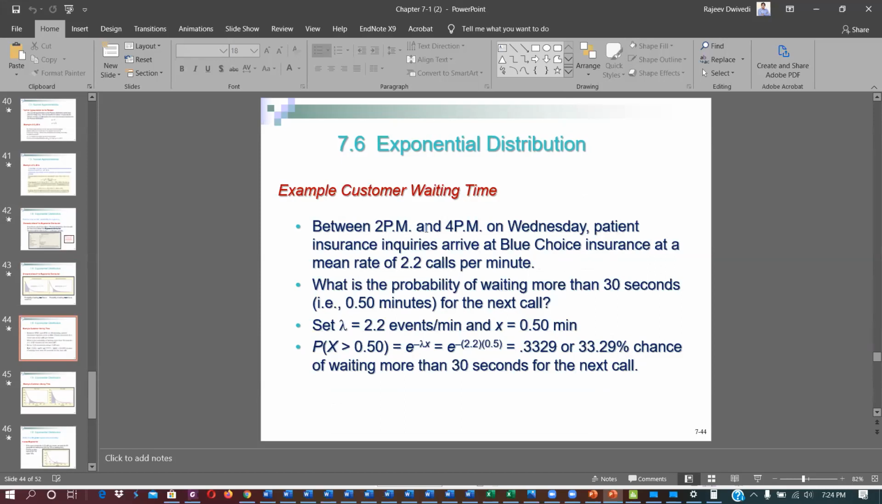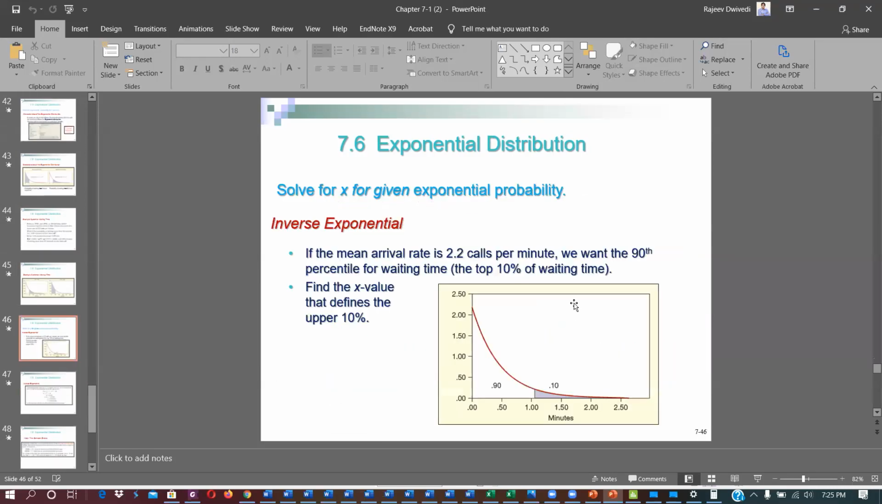Between 2 p.m. and 4 p.m. on Wednesday, patient insurance inquiries arrive at Blue Choice Insurance at 2.2 calls per minute. What is the probability of waiting more than 30 seconds for the next call? So 30 seconds needs to be converted into minutes. Lambda equal to 2.2, x equal to 0.50 minute. If we put all these numbers in, we get 33.29%. So this is exponential distribution.